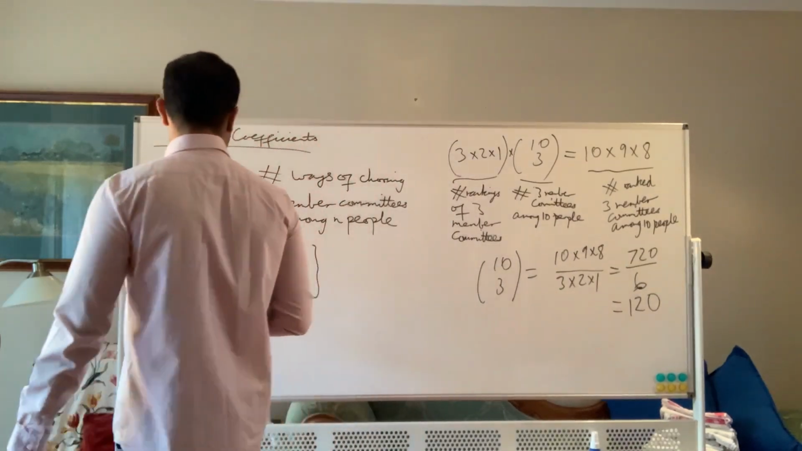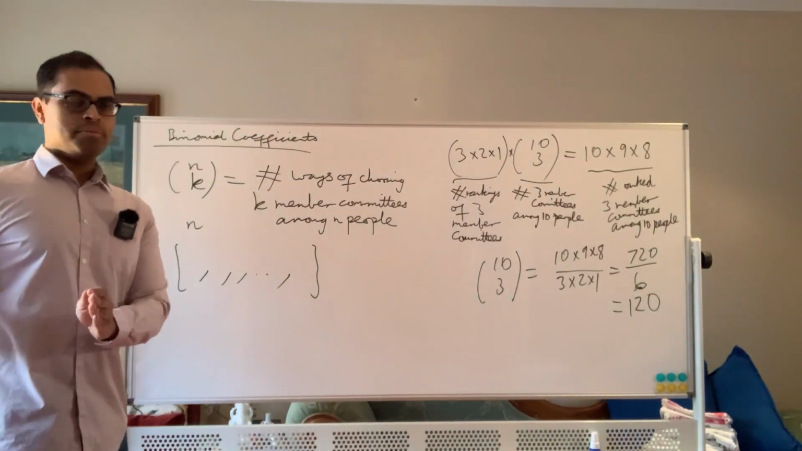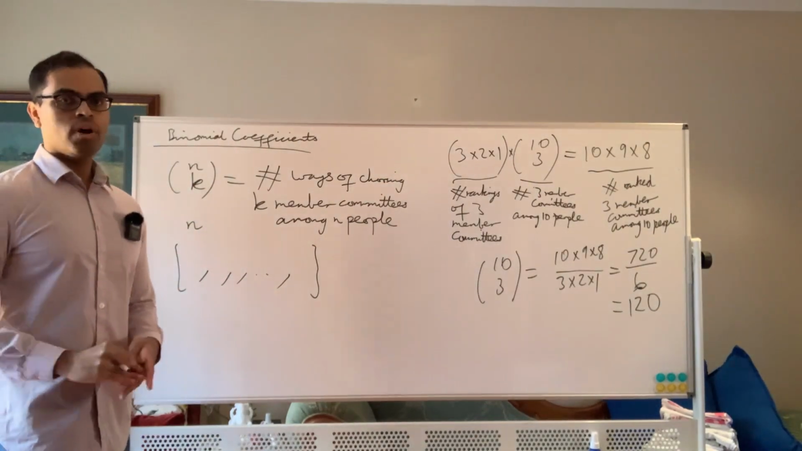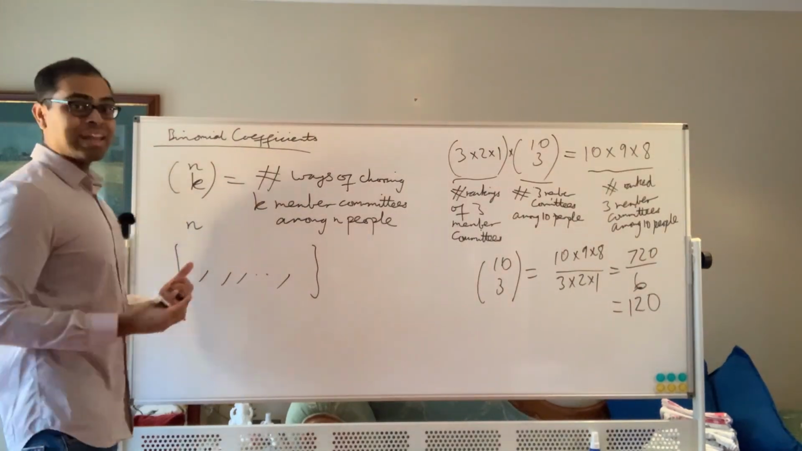How many choices are there for the second person? So this is a ranking, a k-member ranked committee. Well, for the second person, you have n minus 1 choices, right? Whatever n is, if n was 10, it was 9. Okay, whatever n is, it's 1 less than n.